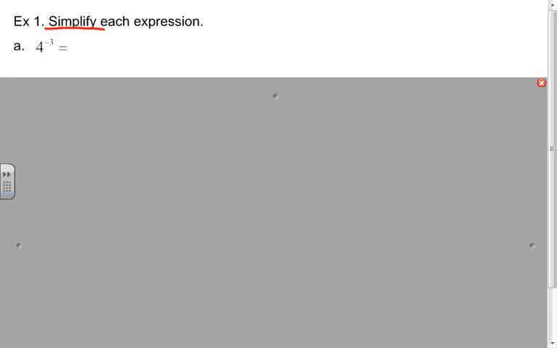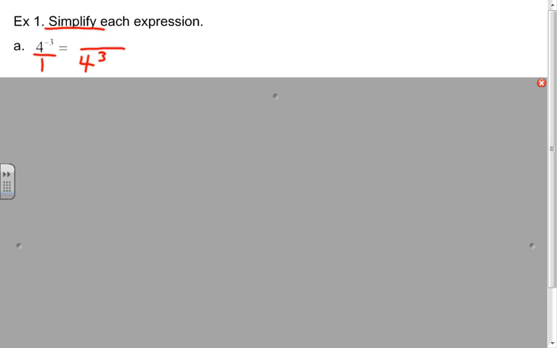Here's the first one. 4 to the negative 3rd. Now, that's a whole number, so it's really over 1, which means it's on top of a fraction. Since I have a negative exponent, it means I have to move that to the bottom of a fraction. So instead of top, it's going to go to the bottom. And don't forget, when it changes places, it also changes signs. So instead of a negative 3, now I have a positive 3.